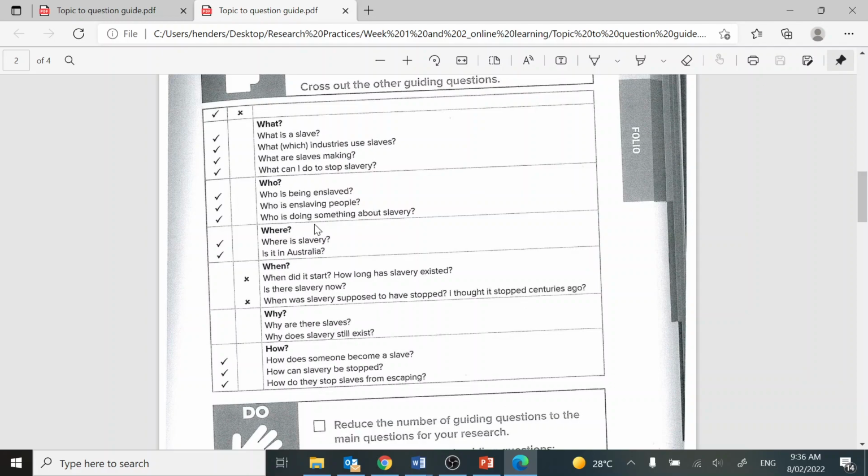And then they talked about, so who's involved, where is it happening, when is it happening, why is it happening, and how it's happening. Okay, so these are all the things that you can start to think about. And this, as I said, will actually really start crossing out some ideas. So you can see here they've said that this is not good. The reason, when did it start, and when is slavery supposed to have stopped? They are not great questions because they are closed questions. They have a very short response and you are not able to really expand and explore on those. So that's why they have the crosses, whereas everything else has a big tick.